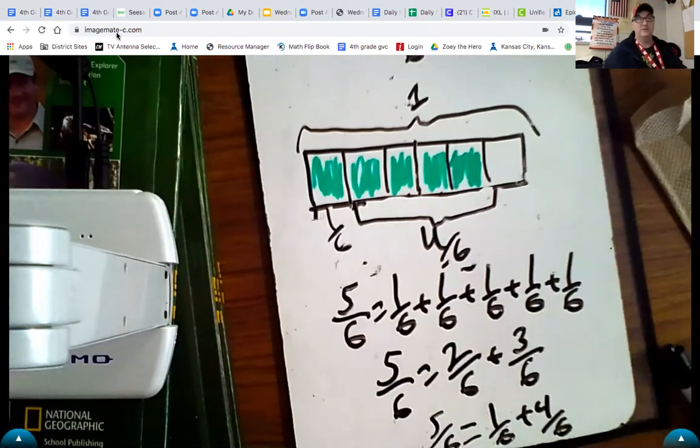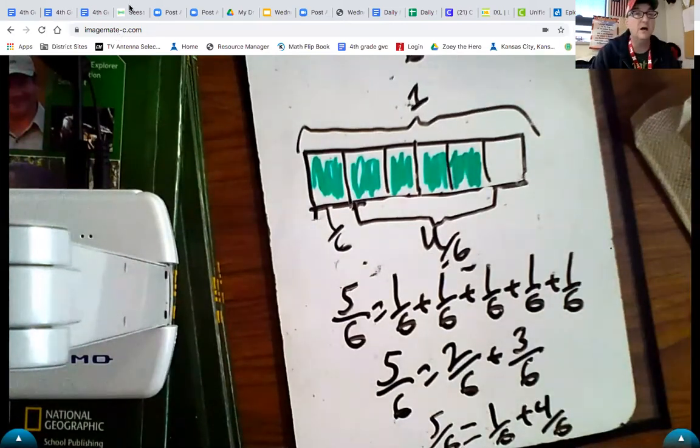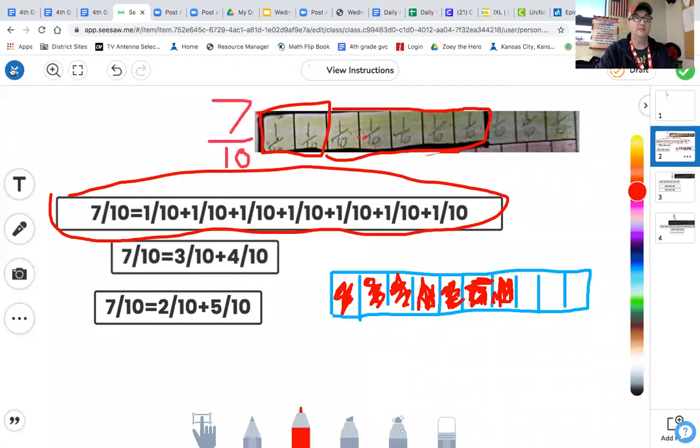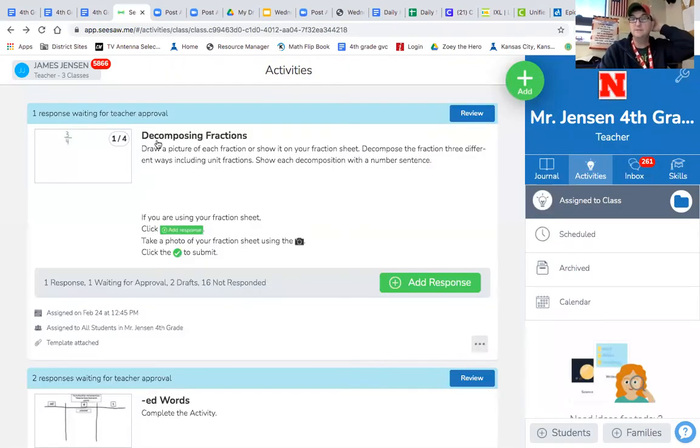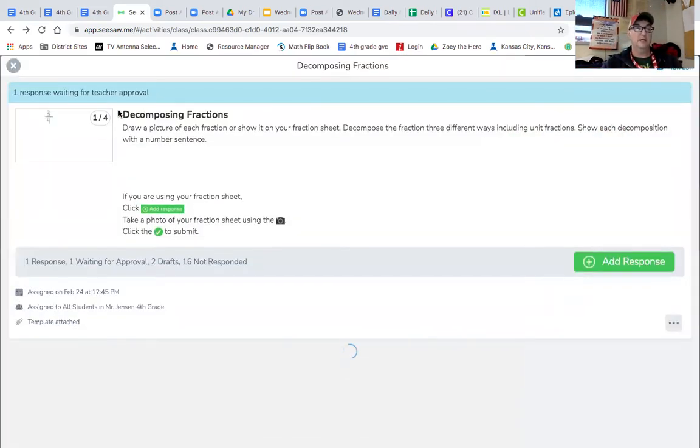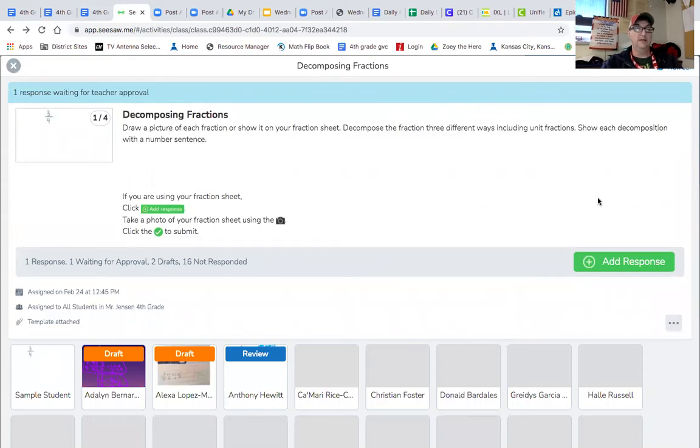So let me show you the assignment I want you to do in Seesaw. So here, let me get out of this. Made a mess of that. Okay. So decomposing fractions. And look at all these directions. There are a lot of directions.